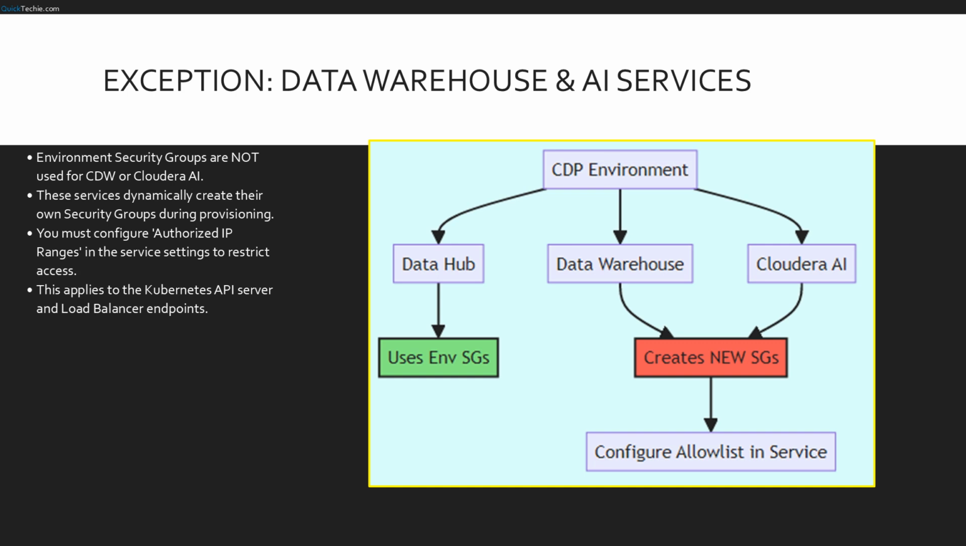This flowchart visualizes the divergence in logic. From the CDP environment, traffic to Data Hub follows the standard path, utilizing the environment SGs. However, the paths to Data Warehouse and Cloudera AI diverge into the red box. These services automatically generate new security groups. You cannot rely on your environment-level work here. You must configure allow lists specifically within those services.